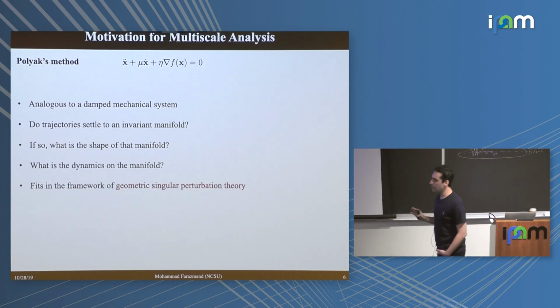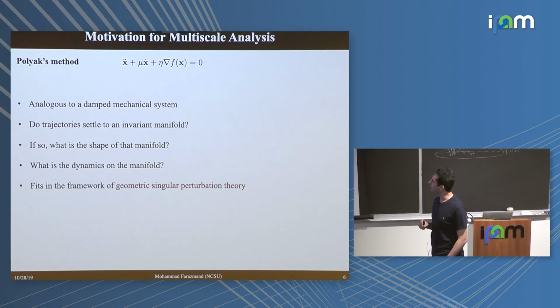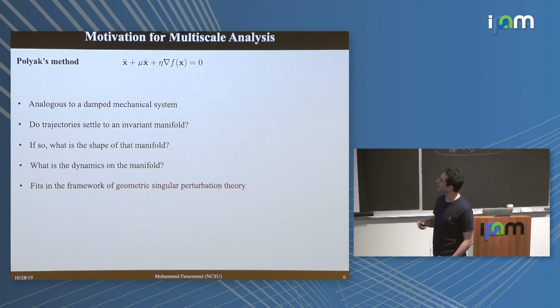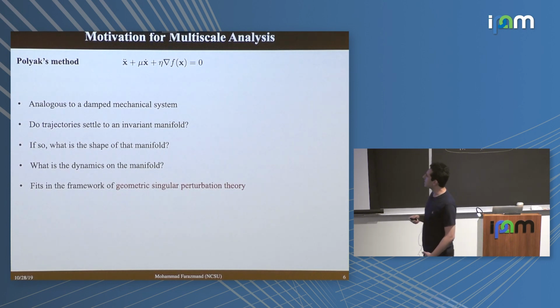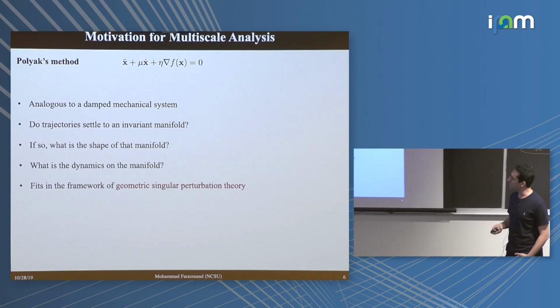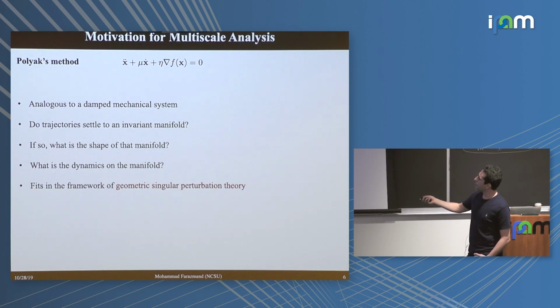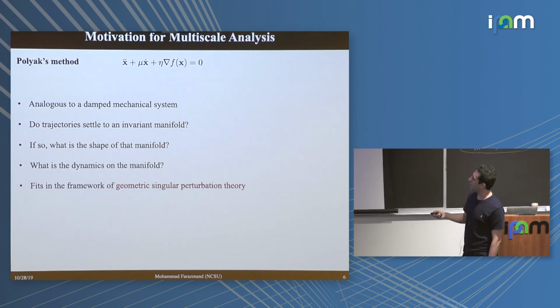So with that, let me jump into what is new that I want to talk about today. What I want to say first is that the motivation for the multiscale analysis of these methods is the following: if you look at the Polyak method, for instance, it looks like a damped mechanical oscillator. The damping here being mu x dot, right? Often these damped systems have invariant manifolds in their phase space. People have studied this for a long time. So the question is whether these accelerated gradient methods also have such invariant manifolds. If they do, what is the shape of this manifold? And what is the dynamics reduced to these invariant manifolds?